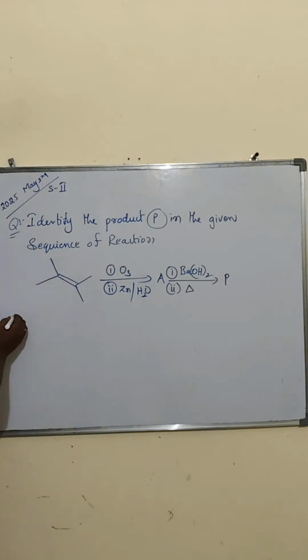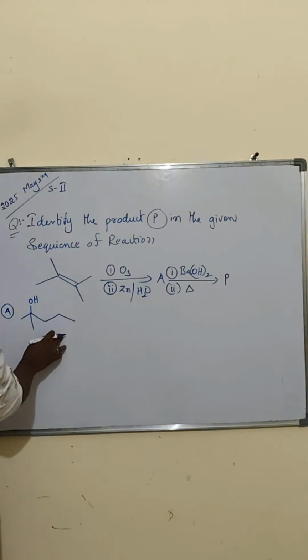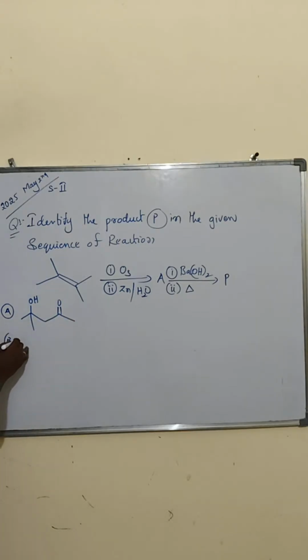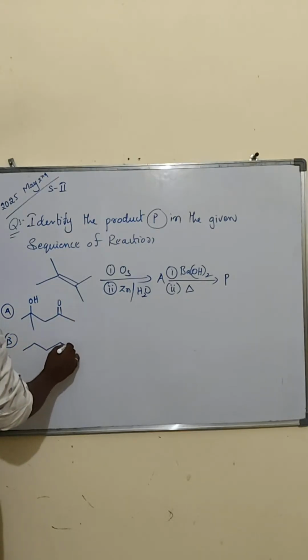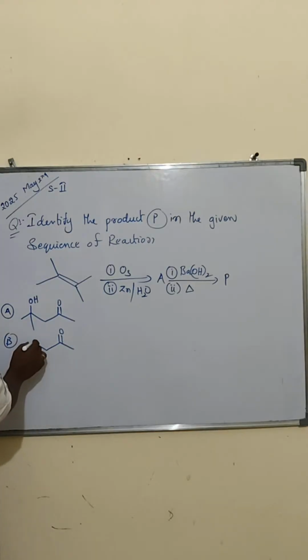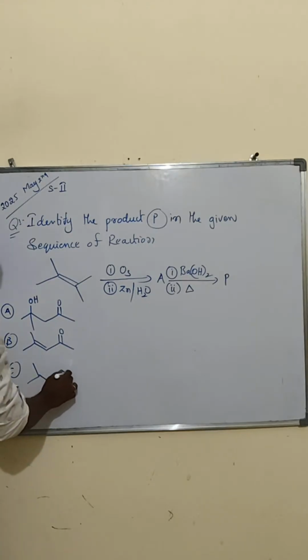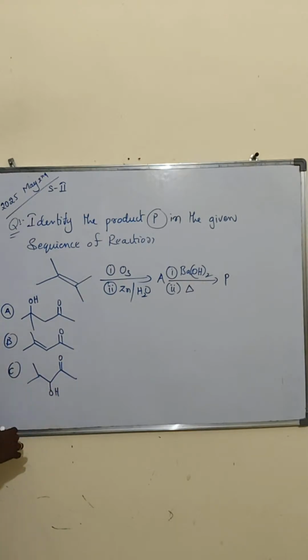Look at option A, my dear students. The OH, then C double bond O, then B, double bond O, then like this. Then C, double bond O, then OH is there. And D is none of the above. Like this it will be there.